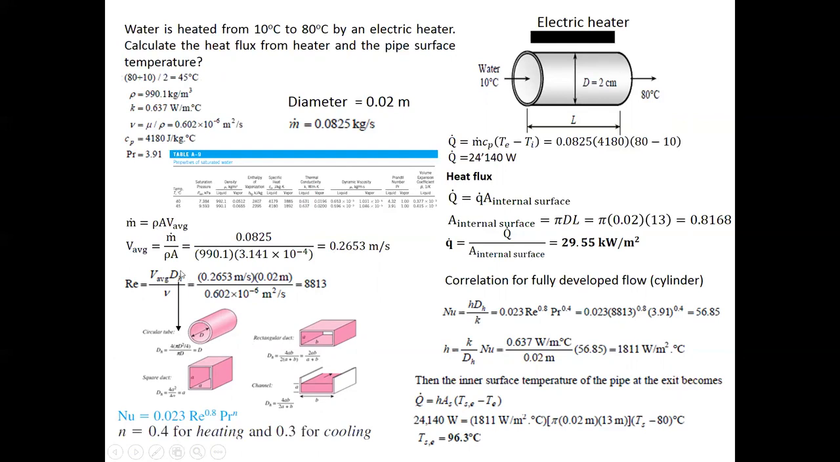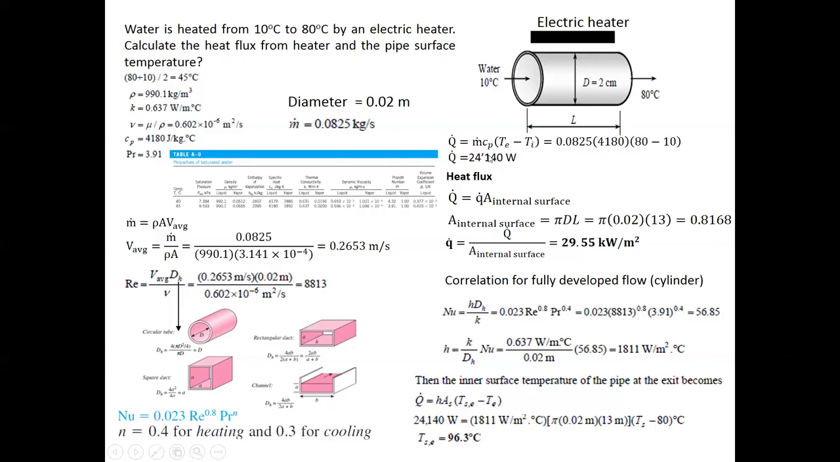In this case, you choose your hydraulic diameter D_H equal to D because you're working with a circular tube. Your Reynolds number is 8,000 something, which is close to 10,000. It can still be used because we are working above a Reynolds number of 2,300, so you can categorize this as turbulent. Then you can use this Nusselt number correlation, and your n is going to be 0.4. Why? Because we are heating from 10 degrees C to 80 degrees C. We are in heating mode.